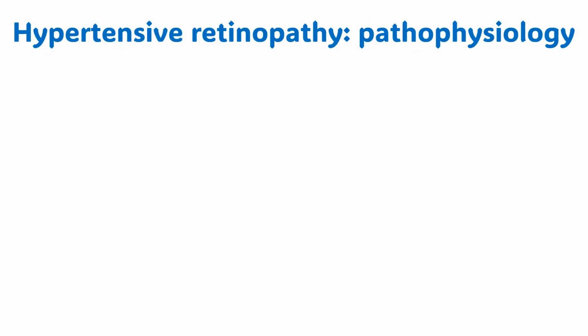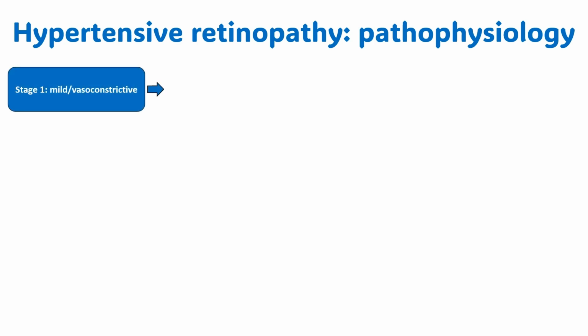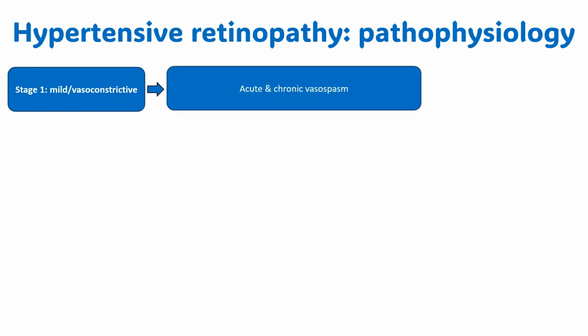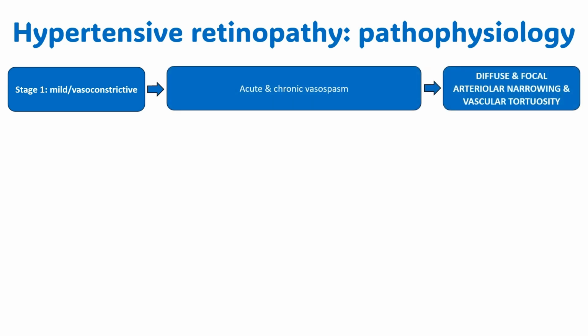So let's talk about the physiology of hypertensive retinopathy. Like I mentioned earlier, there's no autoregulatory mechanism in the retinal vessels when you have hypertension. So within the ophthalmic artery, which is the first branch of the internal carotid artery, stage 1, which is mild, you have acute and chronic vasospasm, which leads to diffuse and focal arteriolar narrowing and vascular tortuosity.